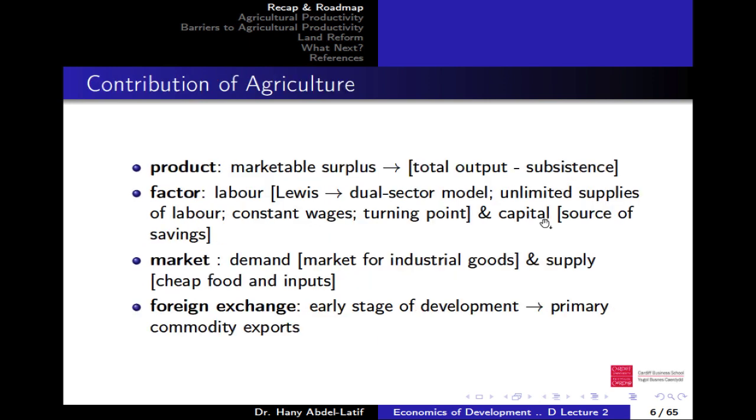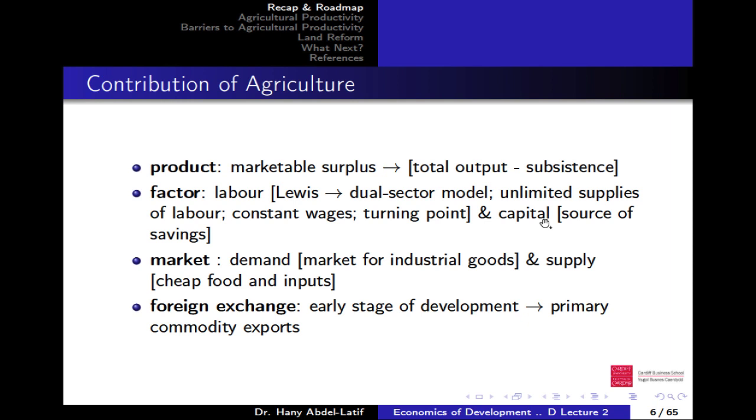So what contributions does agriculture make to development? We identified 4 types of contributions. We talked about the first as a product. The most obvious reason why agriculture is important is because it provides us with food. Everyone needs food. I didn't say wants, everyone needs food. You can't live without food. So we need to increase the marketable surplus, which is the difference between total output and the subsistence needs. This is the contribution from agriculture as a product.